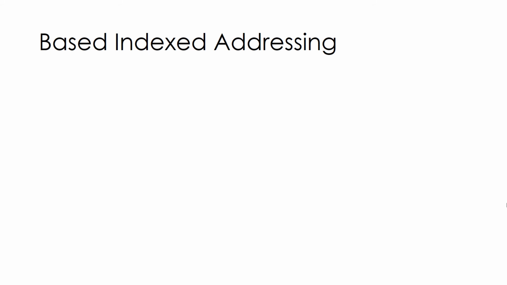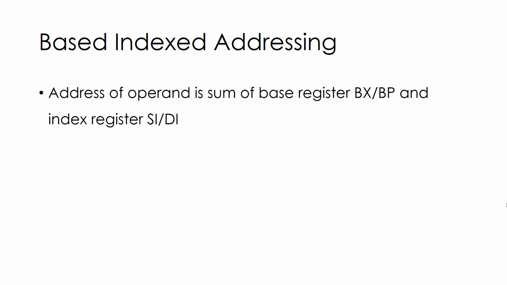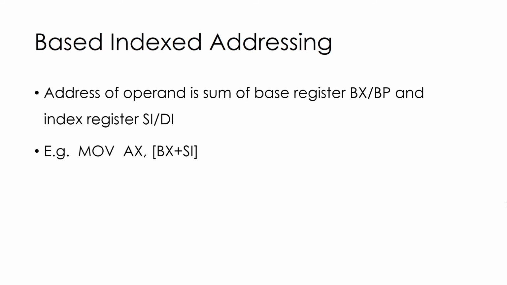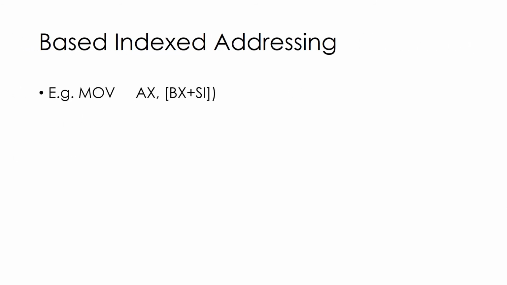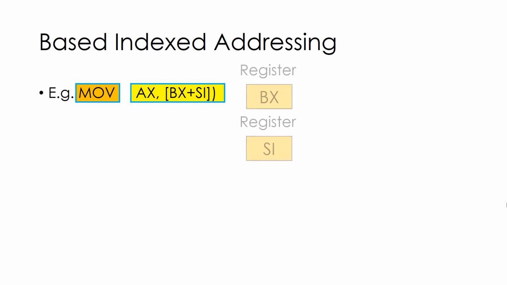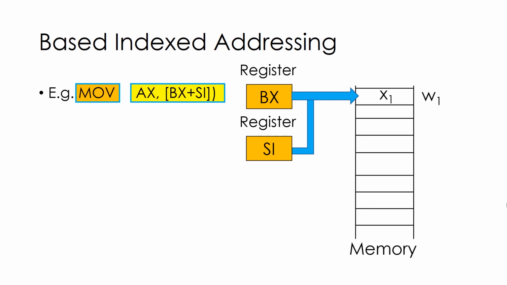Based indexed addressing. In this, effective address of operand is sum of base register BX or BP and index register SI or DI. For example, MOV AX, [BX+SI]. Effective address of operand is calculated by addition of content of registers BX and SI. Initially, we combine the contents of BX and SI registers. This points to the location x1. And finally, we move the value 97 from x1 location to the accumulator.